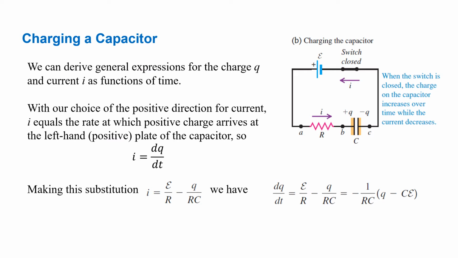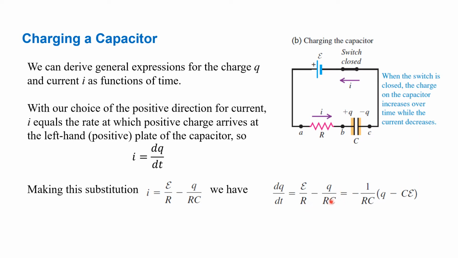We can actually derive general expressions for the charge Q and current I as a function of time, with our choice of the positive direction of the current, here as your current flowing in this way. Your I equals the rate at which positive charge arrives at the left hand, the positive plate of the capacitor. So your I is equal to dq over dt. Making this substitution, you have your I equal to epsilon over R minus Q over RC. So we have this equation from earlier, and we substitute it into this equation, and we have dq over dt equal to epsilon over R minus Q over RC.